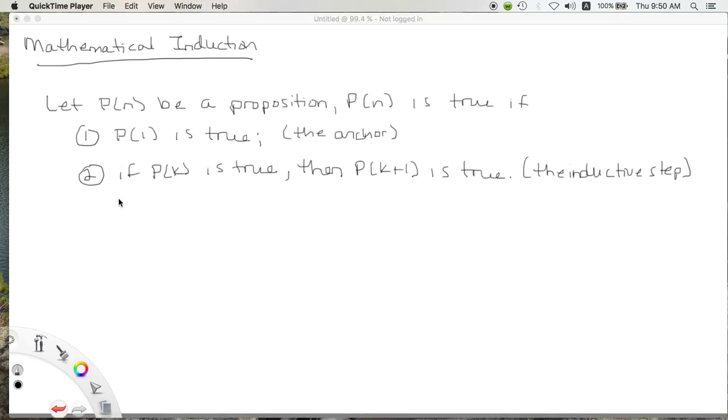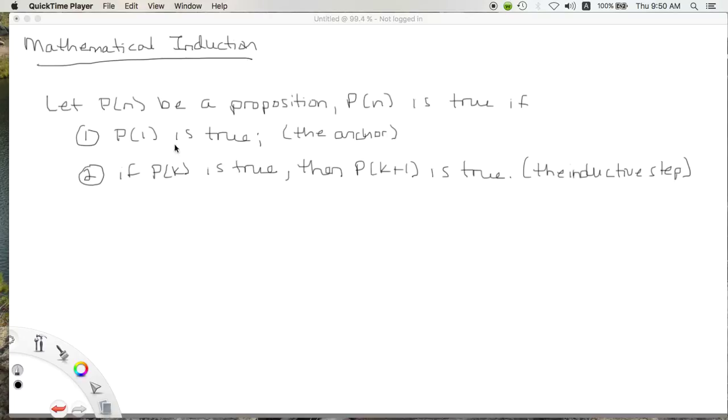The next thing you do is assume that P of k is true, so that would be your inductive hypothesis. And then, because this is true, you show that it's true for the next term, P of k plus 1. We use these in sequences and series because we're looking at one term after another and seeing if something's true. This is the inductive step.